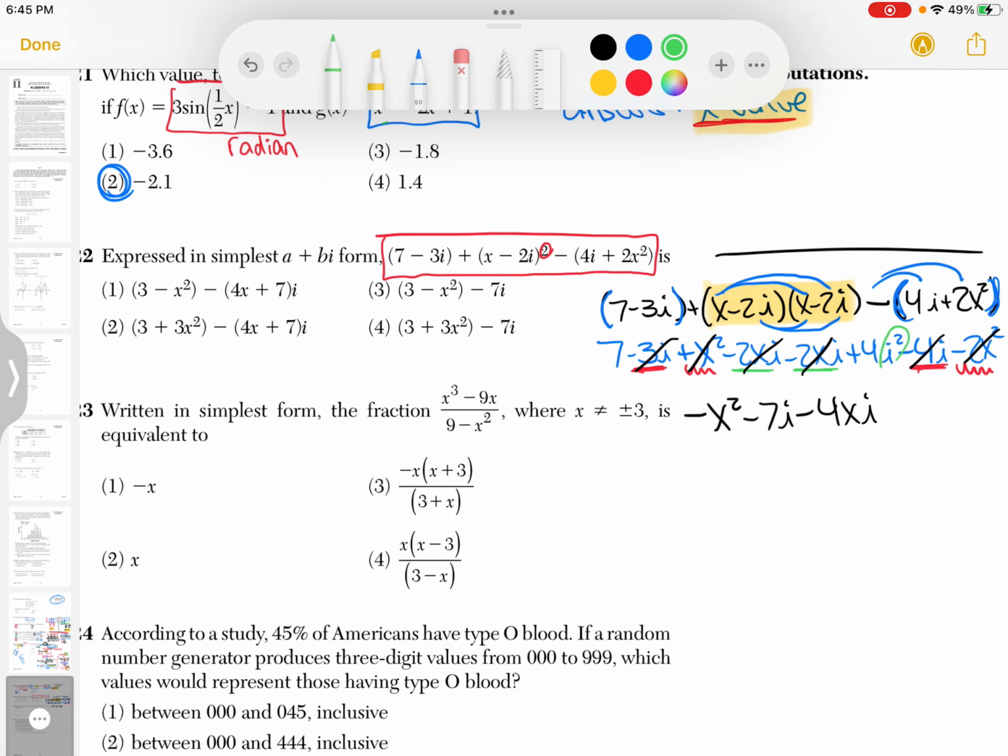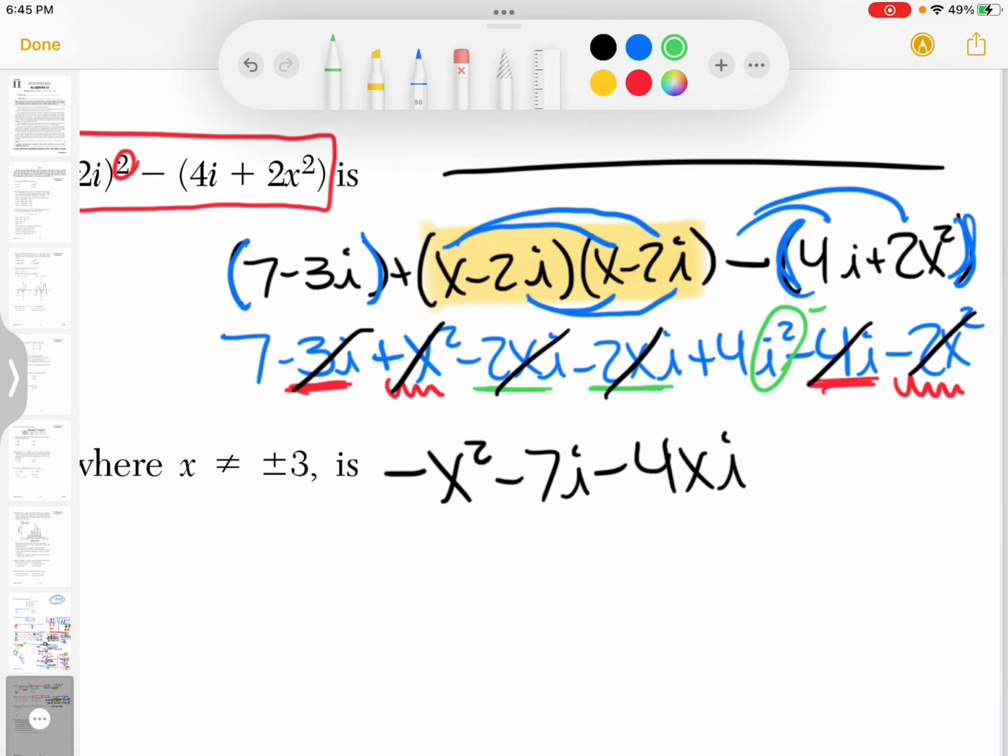But this right here is an i squared. You are not in simplest a plus bi form if you have i to an exponent. And I will say that again because it's so important. You are not in simplest a plus bi form if i is still being raised to an exponent. So you need to know what that i squared is. i squared is negative 1.